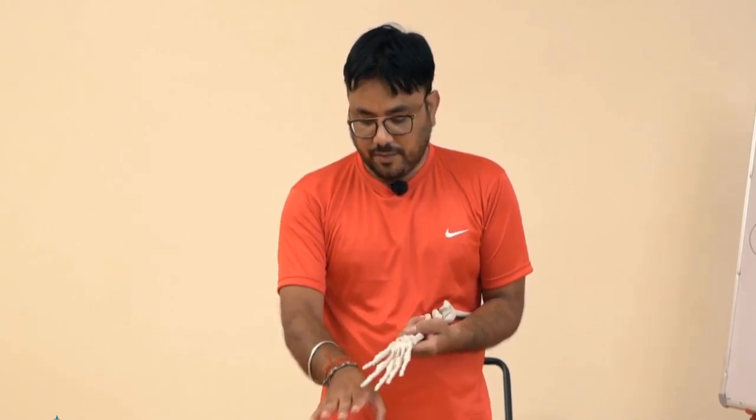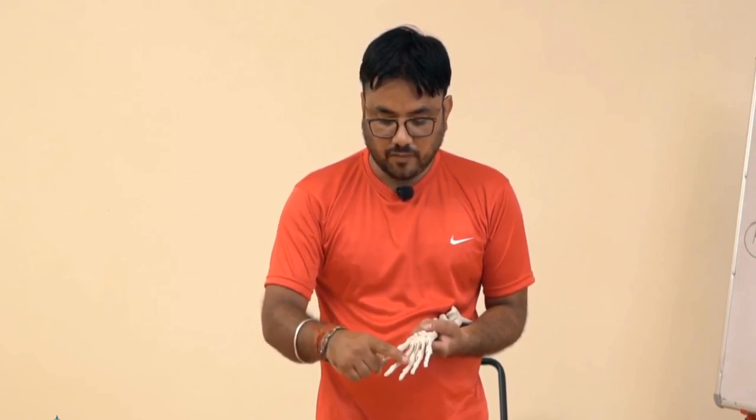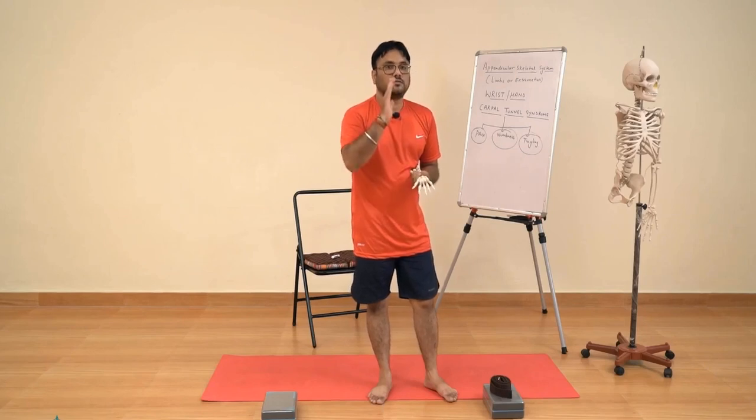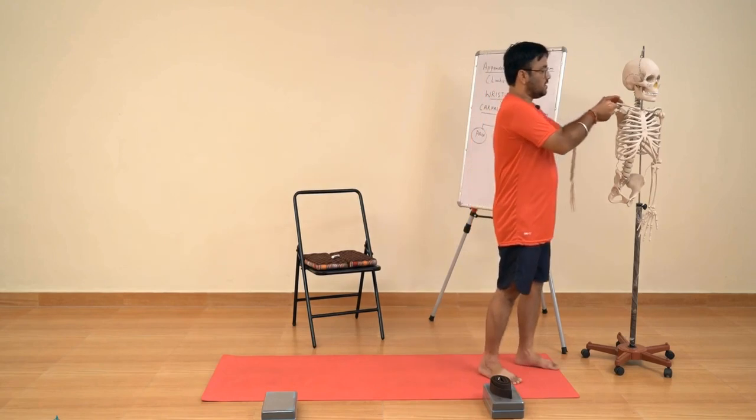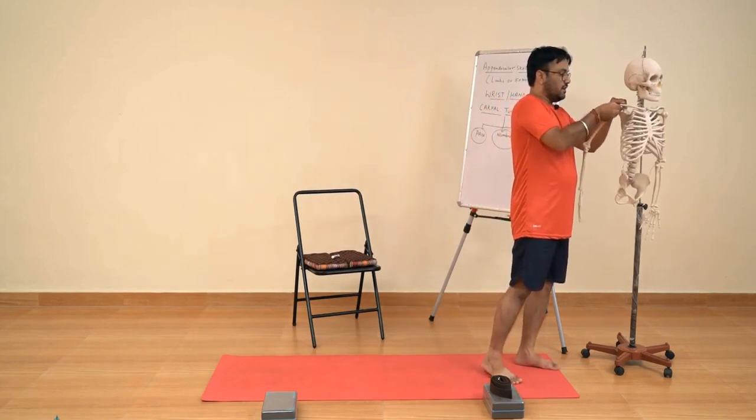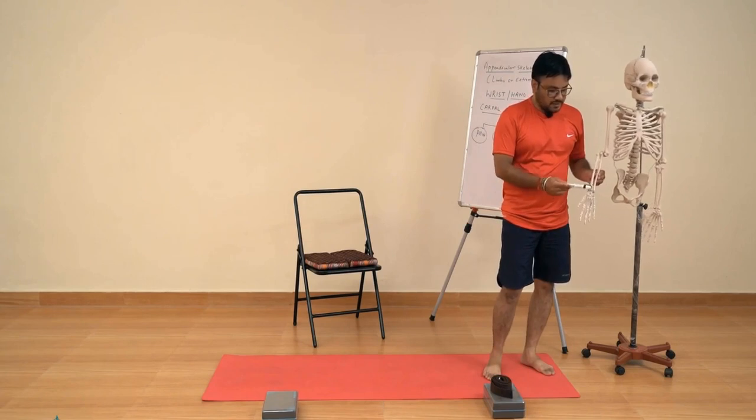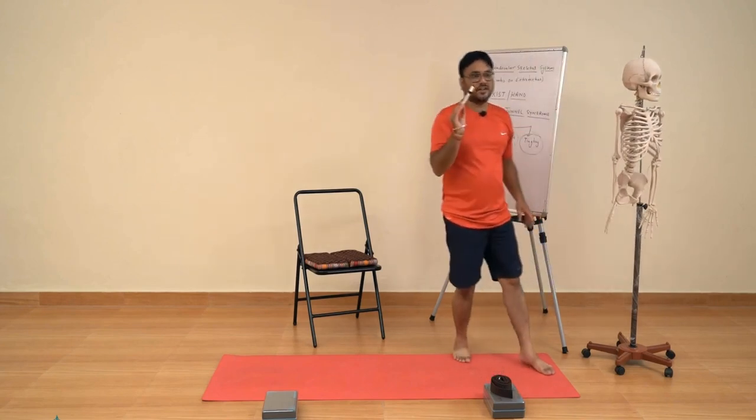Then metacarpals, the mid part of the hand. 1, 2, 3, 4, 5, right? Then the phalanges, 2 in the thumb, 3 in each finger. So total 14. These are the bones of your wrist and hand. Total is 27. So here we have discussed your 27 bones: 8 carpals, 5 metacarpals, 14 phalanges, that is your finger and thumb bones.